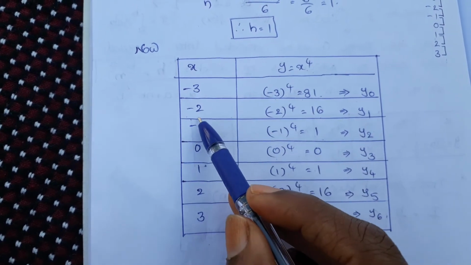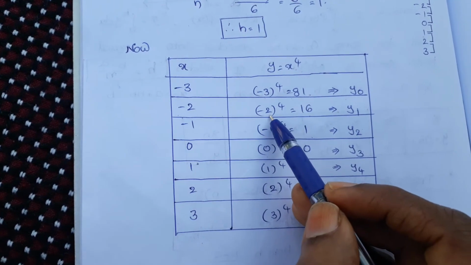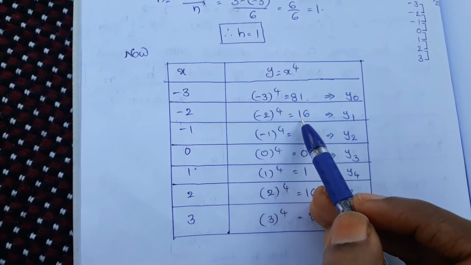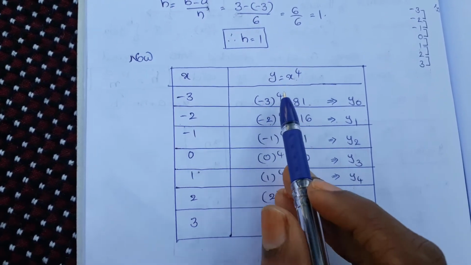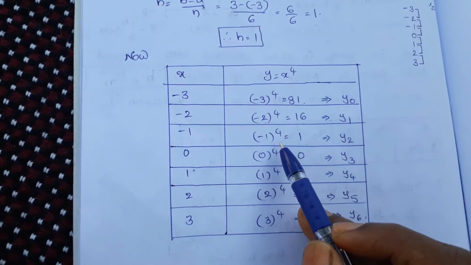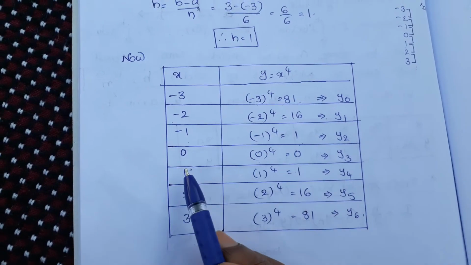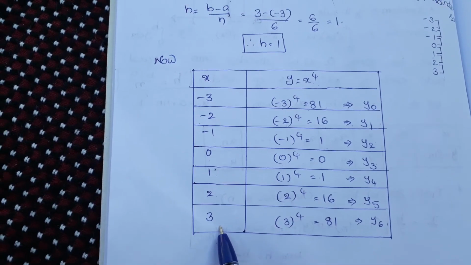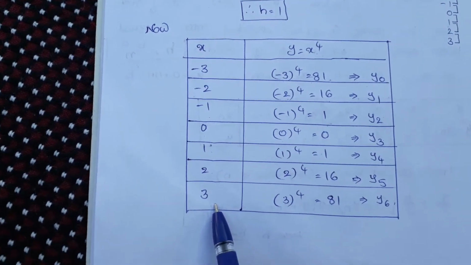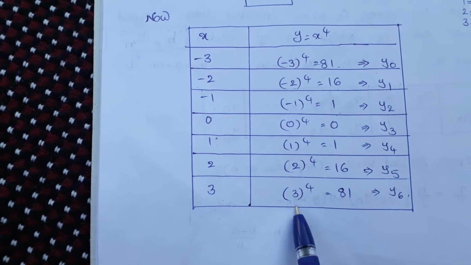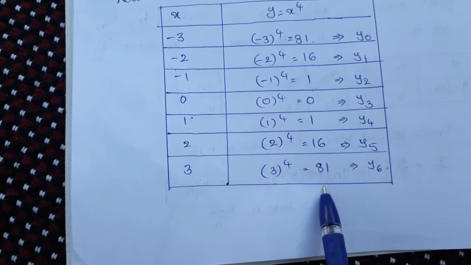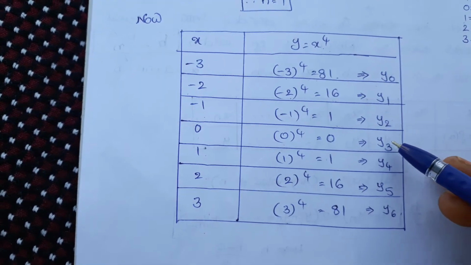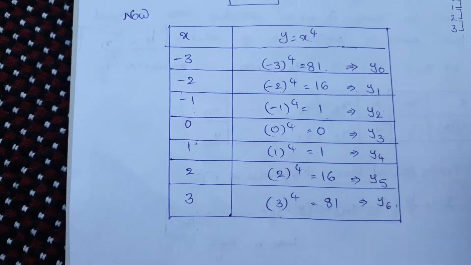And next put x is equal to minus 2 in the function, then minus 2 whole power 4 is equal to 16. Next put x is equal to minus 1, the function gives the value 1. And next 0, 1, 2, 3. Finally put x is equal to 3, 3 power 4, the function gives the value 81. So these are all y0, y1, y2, y3, y4, y5 and y6.